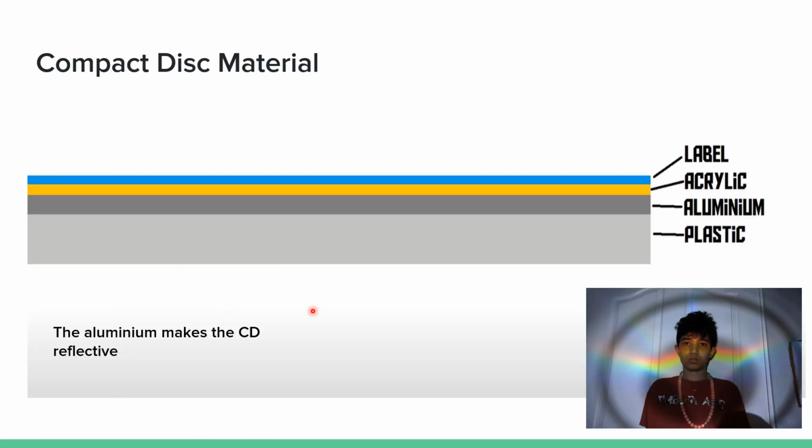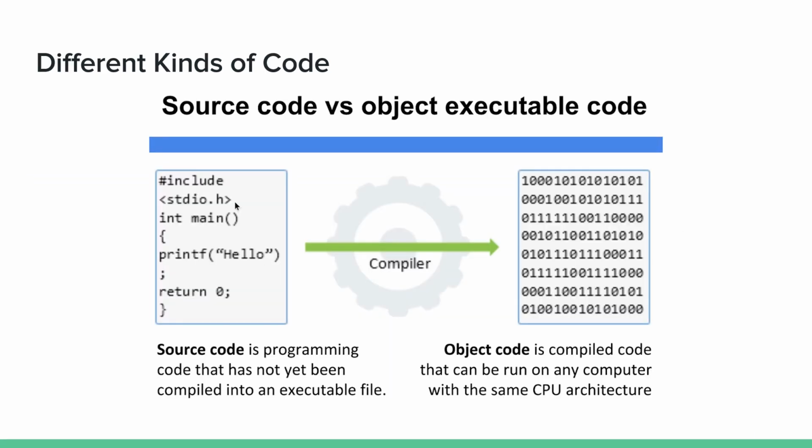Now let's talk about one of my personal favorites, compact discs, which are also known as CDs. This is what the materials of it look like. The aluminum makes the CD reflective, but there's a couple of different layers. First there's the label, then the acrylic, then the aluminum, then the plastic. That's what gives it the reflective properties that are usually associated with CDs.